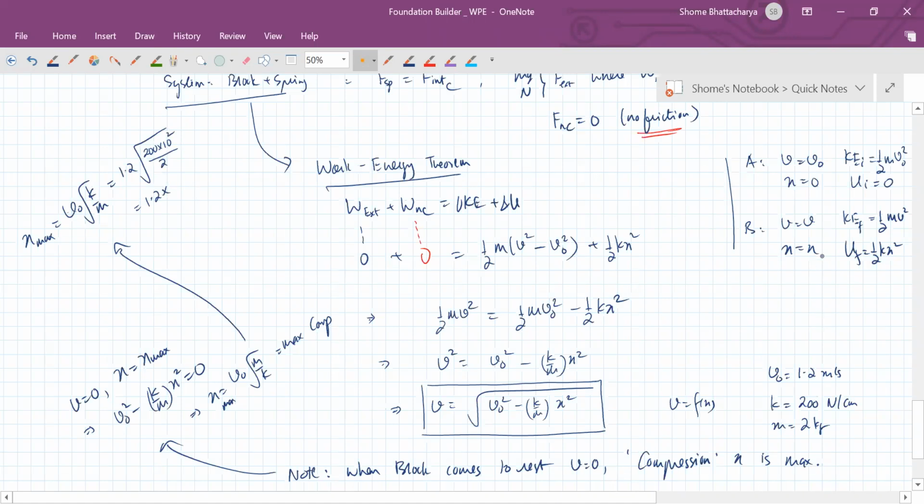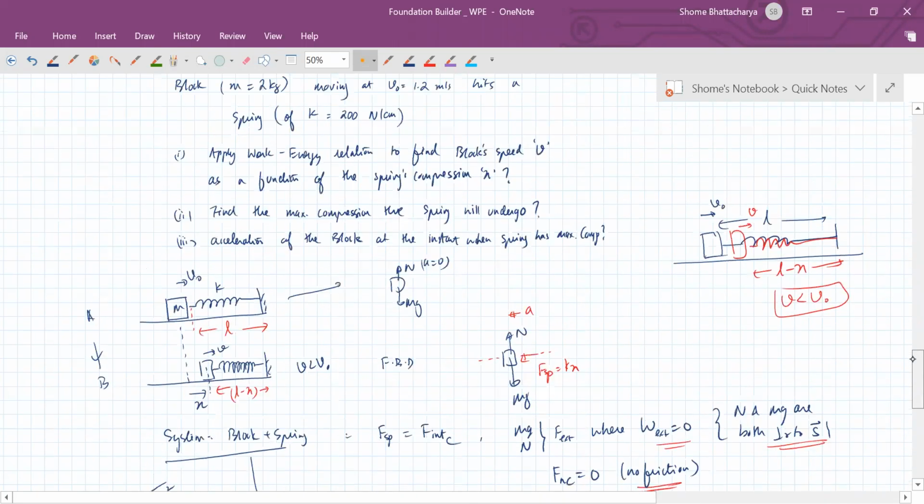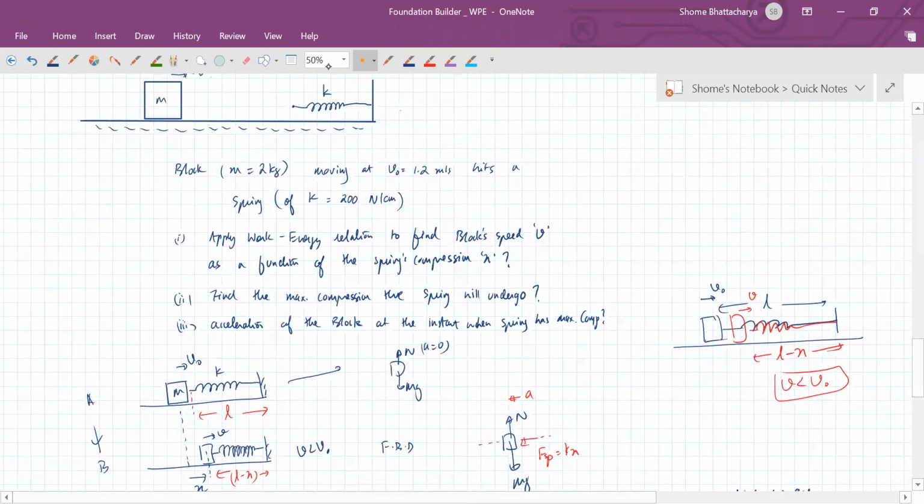Oh, I just made a mistake of unit here. The unit of this speed should not be meters per second. It's too high a speed. It should be centimeters per second. Okay, just make a correction here. The unit of the speed given is not in meters per second. The unit of the speed given is centimeters per second.